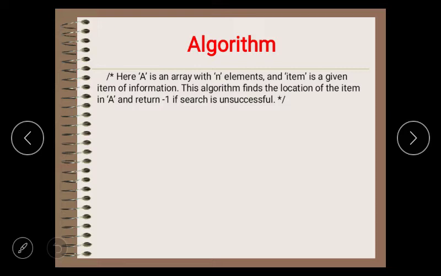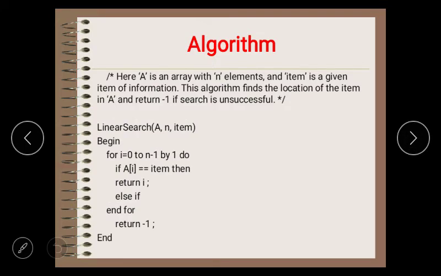If the search is successful, it will return the location. Otherwise, it should return -1. Let me take the algorithm. Linear search having A is array name, n is number of elements, item is search element. So let's begin the algorithm.